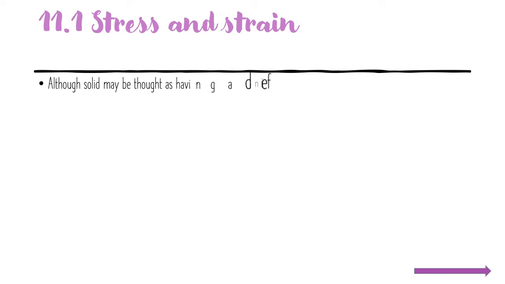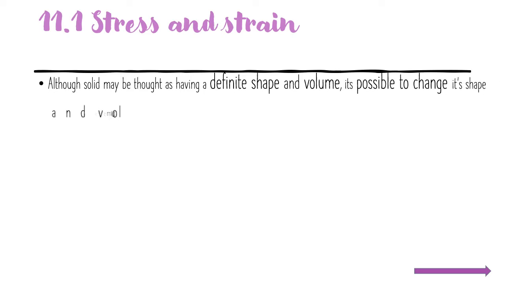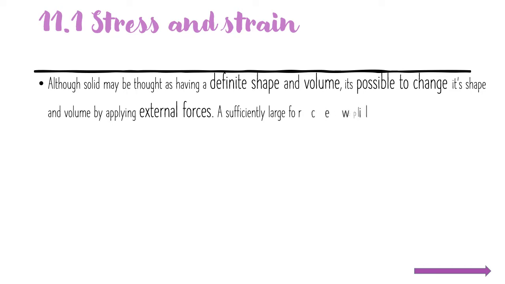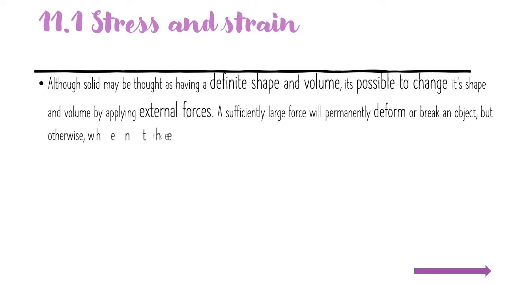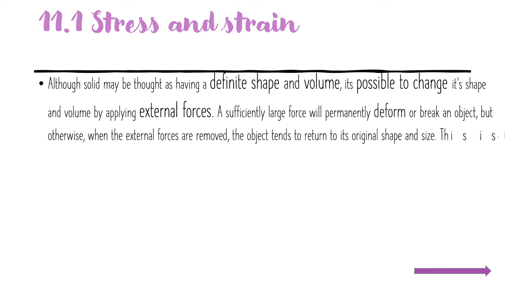Although solid may be thought as having a definite shape and volume, it's possible to change its shape and volume by applying external forces. A sufficiently large force will permanently deform or break an object, but otherwise, when the external forces are removed, the object tends to return to its original shape and size. This is called elastic behavior.